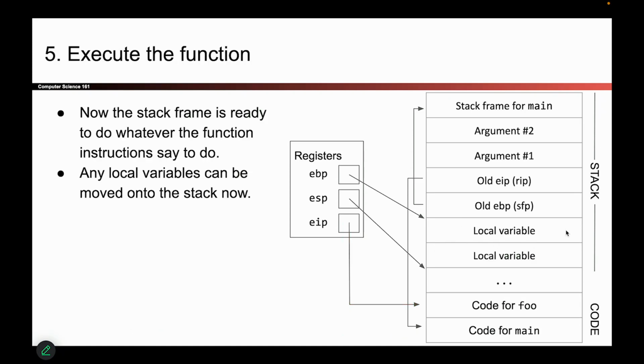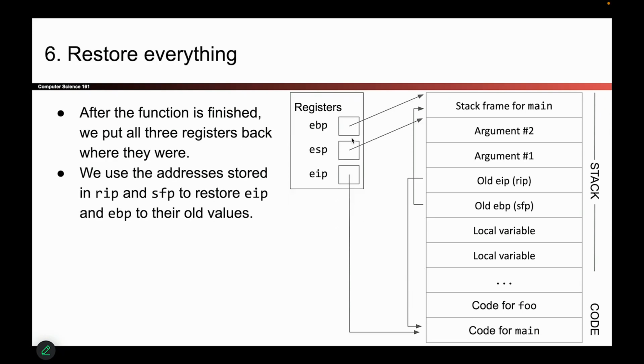It can put local variables here. It can vandalize this space. Whatever it wants to do, foo can use this space to do its computations. So local variables, scratch space, whatever it wants to do. And at the end, when we're done, we need to put everything back where it used to be. So EBP is going to go back to where it used to be. ESP is going to go back where it used to be. EIP is going to go back where it used to be. So all of the values are going to be restored.